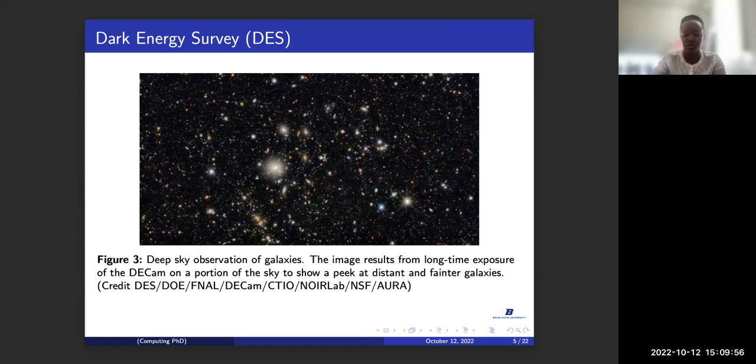So the image you're seeing shows a deep sky observation of galaxies. That is just one of the images that the Dark Energy Survey telescope was able to capture. And you can see the different colors in the galaxies. You see the red and the blue. The red means they're very far away from us and they are fainter compared to the ones that are brighter and bluer and closer to us.